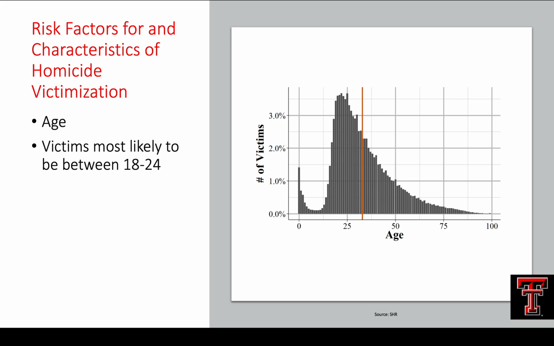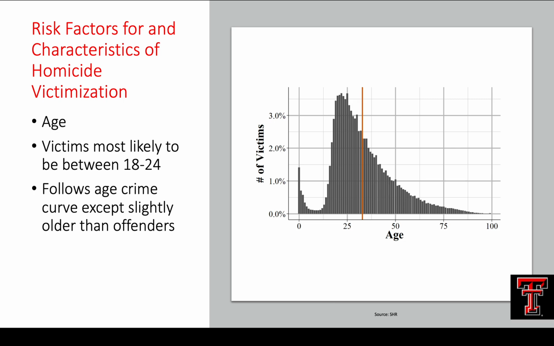Okay, so we're going to talk a little bit about some risk factors and characteristics of homicide victimization. Again, like most types of crime, victims are most likely to be young, so 18 to 24, and it follows the offender curve, so those that are most likely to be involved in offending are the most likely to be at risk for homicide victimization. Infants, like I said, are also at higher risk. So birth to age 1, you're at a high risk of homicide, and then in your late teens to early 20s.